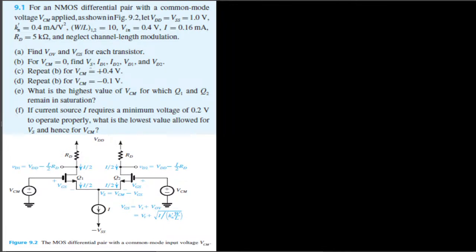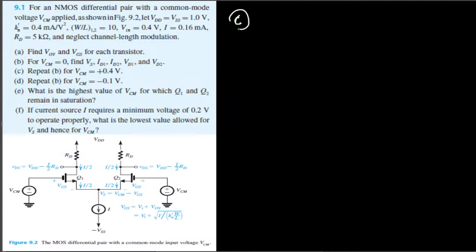So the required things are, we have to find VS, that is the source voltage right here, and then ID1, the current flowing through the first transistor, and then ID2, the current flowing through the second one, and then VD1, that's the drain voltage right here after the resistor, and then VD2, the drain voltage in the second one. Okay, now let's find them one by one.